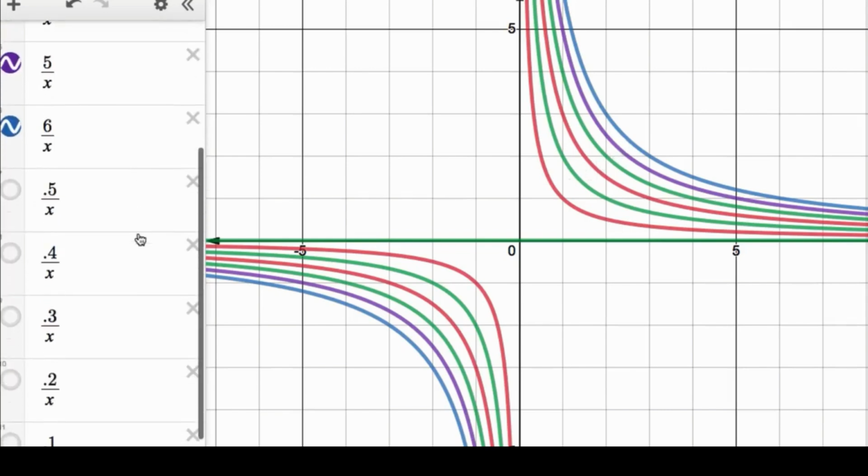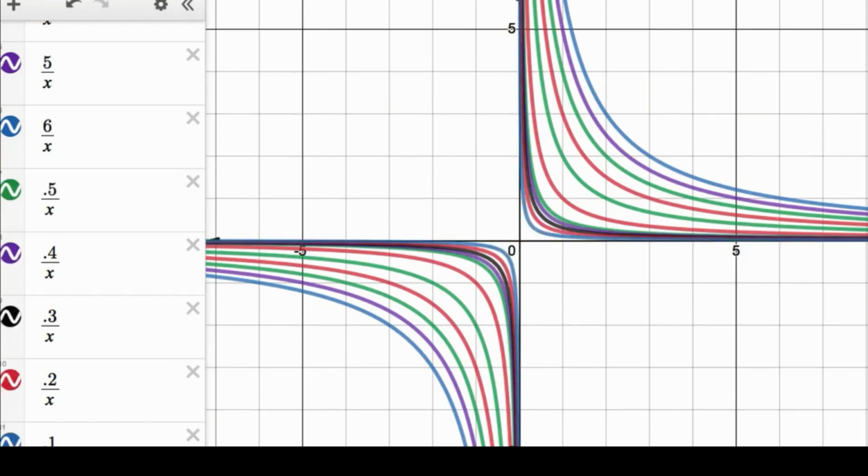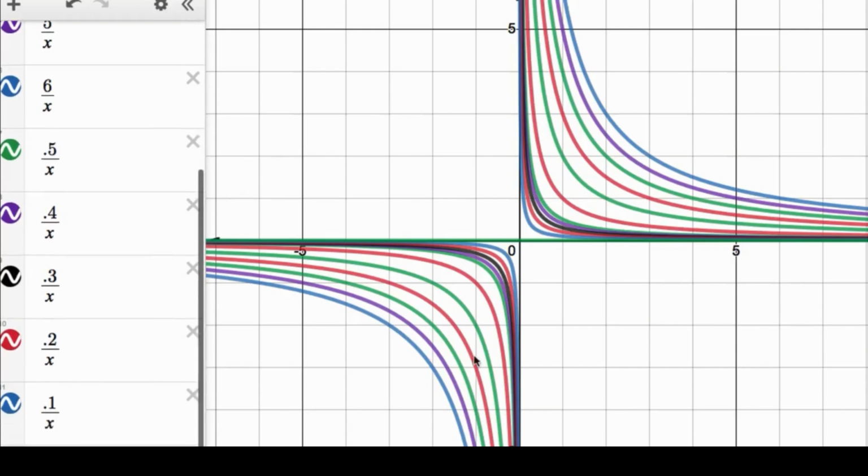Now this time, let's make it a number between 0 and 1. Instead of multiplying by a number greater than 1, I'm going to multiply by a number less than 1. So this time it's 0.5. And then make it even smaller, 0.4, 0.3, 0.2, 0.1, and so on. And this very, very small one. So what do you notice?